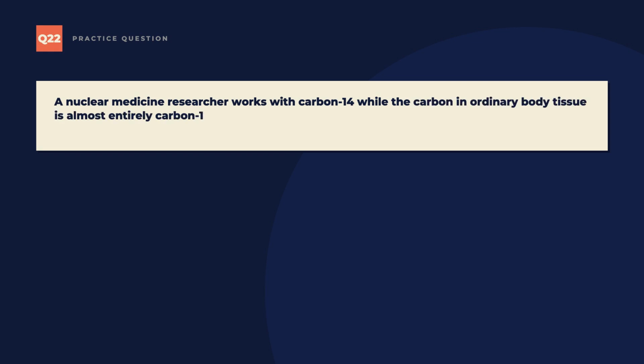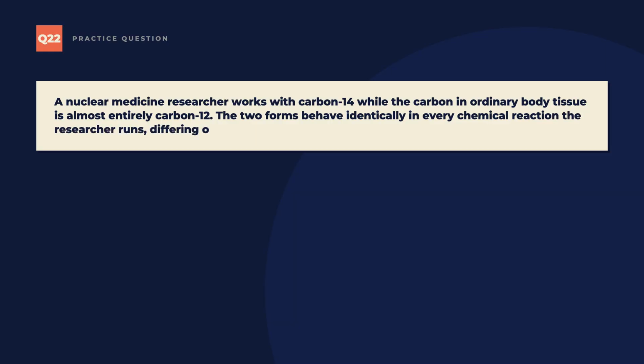Question 22. A nuclear medicine researcher works with carbon-14 while the carbon in ordinary body tissue is almost entirely carbon-12. The two forms behave identically in every chemical reaction the researcher runs, differing only in mass. What accounts for the difference between them?